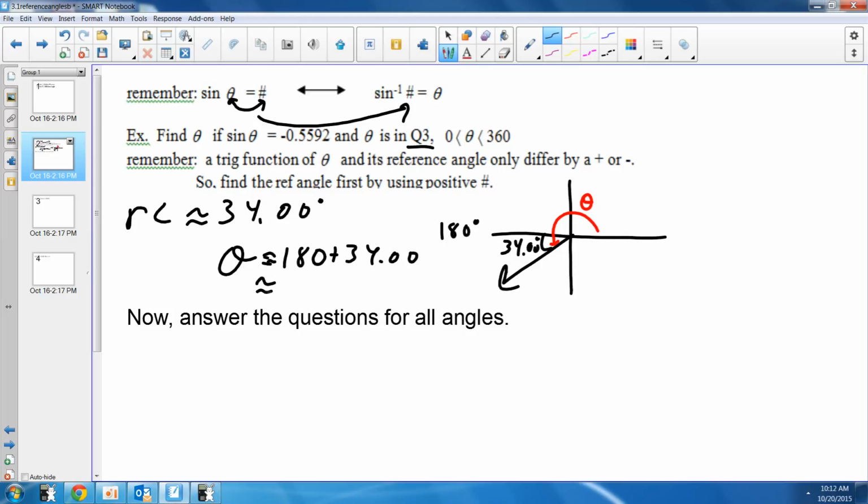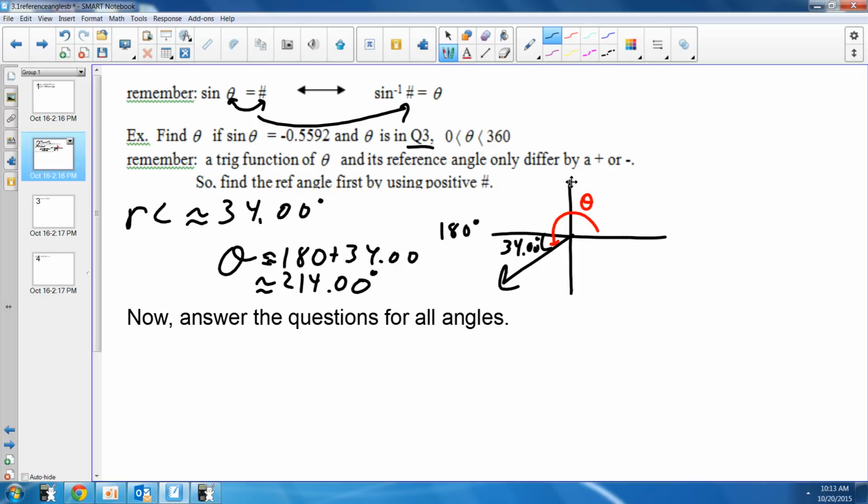And so it's going to be 214.00 degrees. Now, that's one type of question. The other type of question you may have is, what about all the angles? Not just the one in the third quadrant, but all of the angles that continue to end up in the third quadrant, not just the first one. How do you write that one?